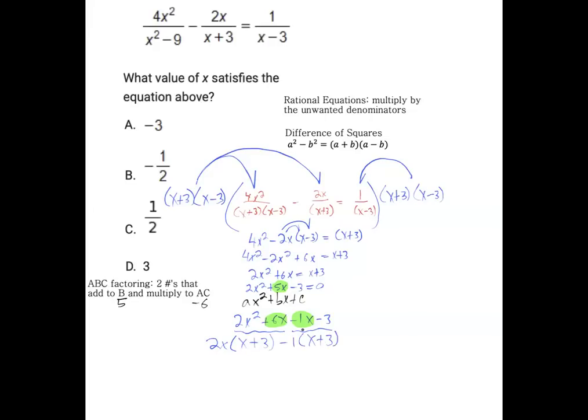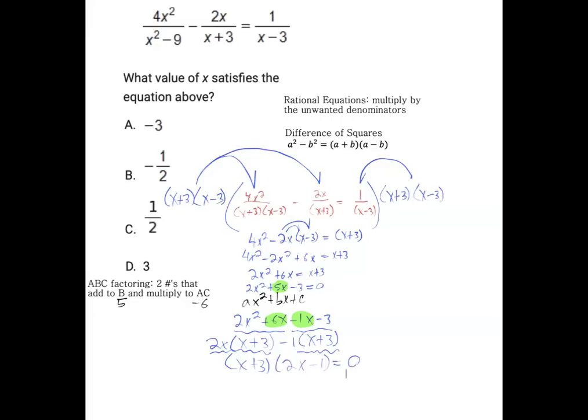If you're a little iffy on the signs here, just write what you think it is and then distribute it to see if it worked out correctly or not. So negative 1x minus 3, and that's perfect. Now you take out the GCF of these two terms. They both have a greatest common factor of x plus 3. When you take that out, it leaves you with 2x minus 1. And we've factored this thing out, and it still equals 0.